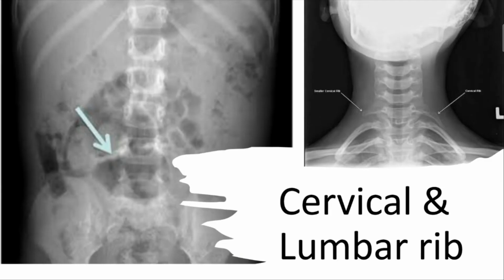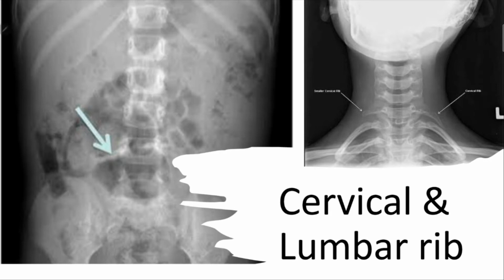Moving on to the next bone, that is the ribs. The clinical correlation here is cervical rib and the lumbar rib. Cervical rib: the costal element of the C7 vertebra may elongate to form a cervical rib in about 5% of individuals. The condition may be unilateral or bilateral. It occurs more often unilaterally and somewhat more frequently on the right side.